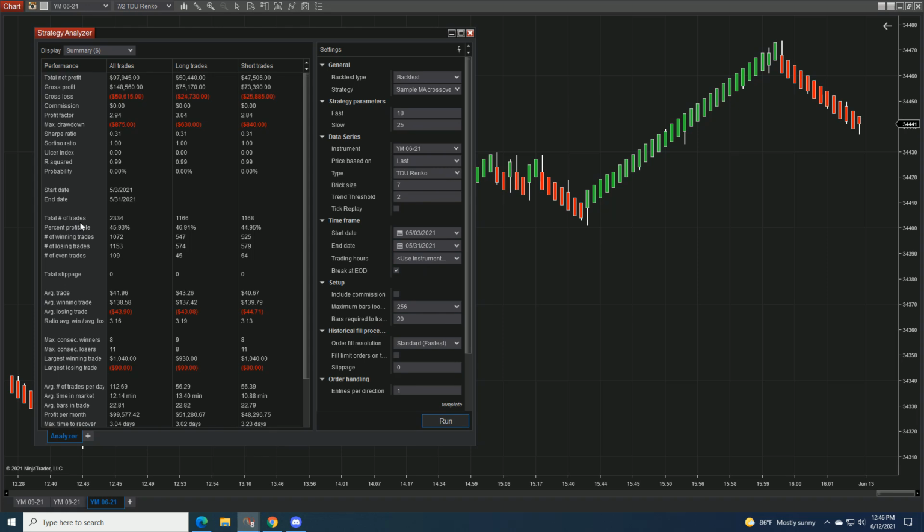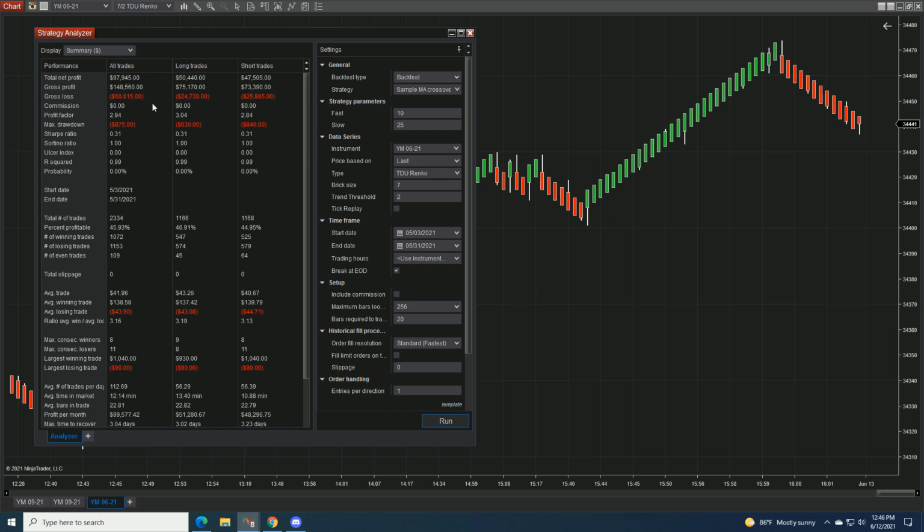Wow. Total net profit 97,945. I am not including commissions here, just to make the point. So you might look at that and think, wow, these Renko bars look pretty good. I think I'm going to run this strategy.